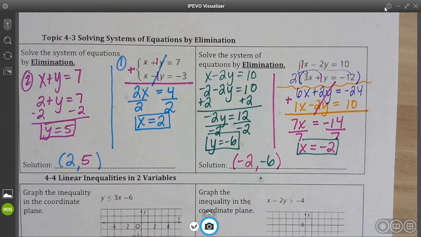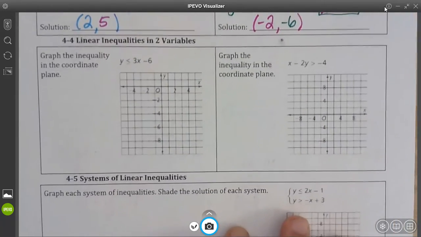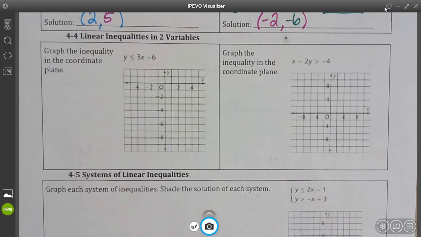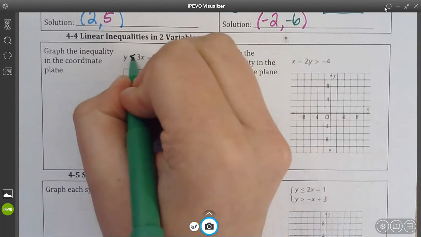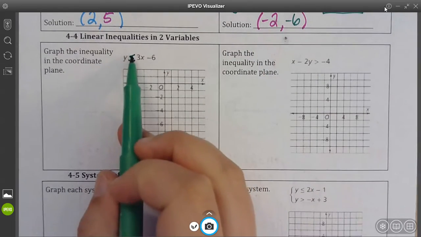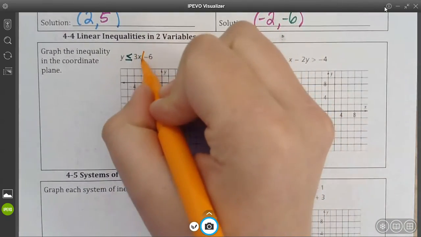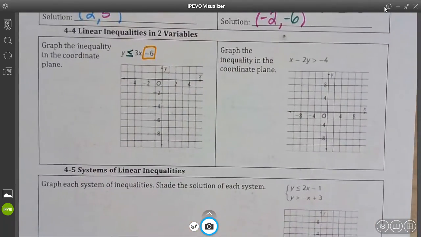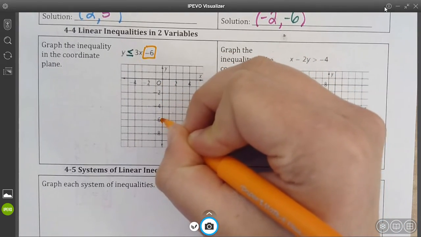So we've got graphing, substitution, and elimination. And then the last thing we're going to do is graph inequalities. So this is going to be similar to that first question that we did, except instead of an equal sign, we're going to have an inequality. This one is less than or equal to, but we're going to graph our line like we normally would. This is a negative 6, which is my y-intercept. So I'm going to go down on my y-axis to negative 6. I'm going to put a point.